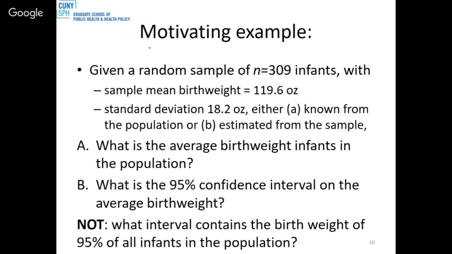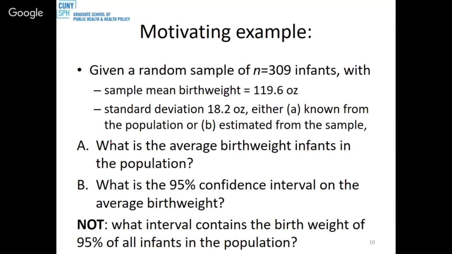So just as an actual public health motivating example, suppose we have a random sample, n equals 309. So this is properly a statistically random sample from the population, and we have weighed each of these infants and calculated a mean birth weight of 119.6 ounces with a standard deviation of 18.2. And I talk about two examples here of whether that standard deviation is either known from the population or estimated from the sample. And then ask these two questions.